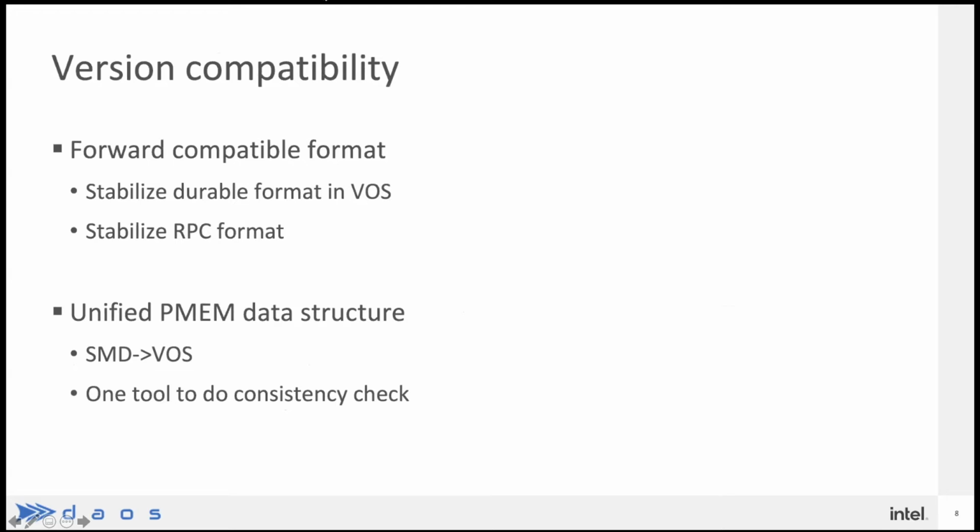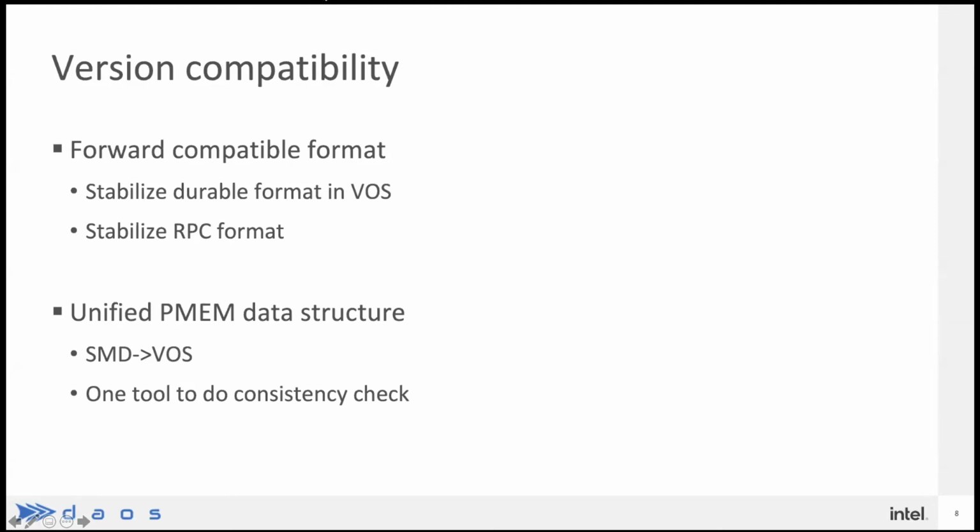DAOS has no version compatibility before 2.0, which means if you install DAOS 1.0 or 1.2 and upgrade to 2.0, the new engine cannot boot from the old storage. For release 2.0, we have already stabilized our durable format in persistent memory and the RPC format as well. So the data stored in 2.0 can be loaded by future versions of DAOS.